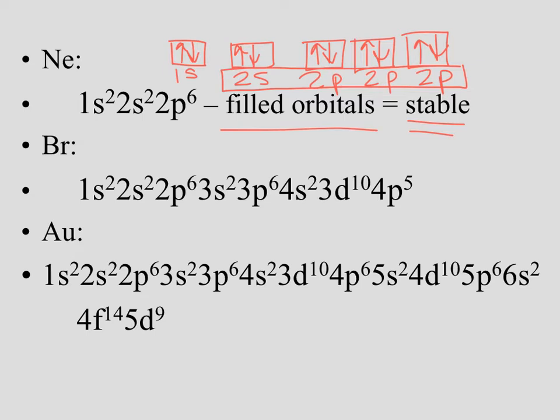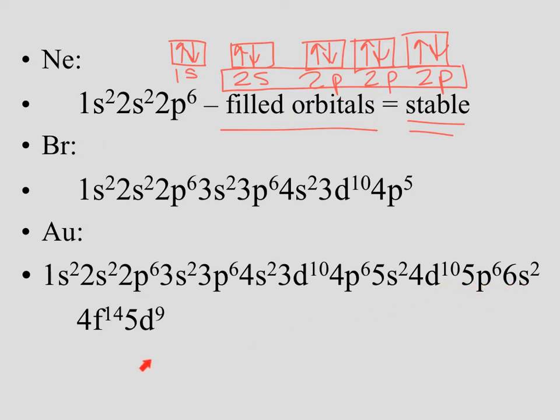Now, the longest one of all is gold, number 79 on the periodic table. It is in the 5th energy level in the d sublevel, and it's the 9th one over. So starting lowest energy level going to highest one, 1s2, 2s2, 2p6, 3s2, 3p6, 4s2, first row of our transition metals, 3d10, 4p6, 5s2, 4d10, 5p6, 6s2.